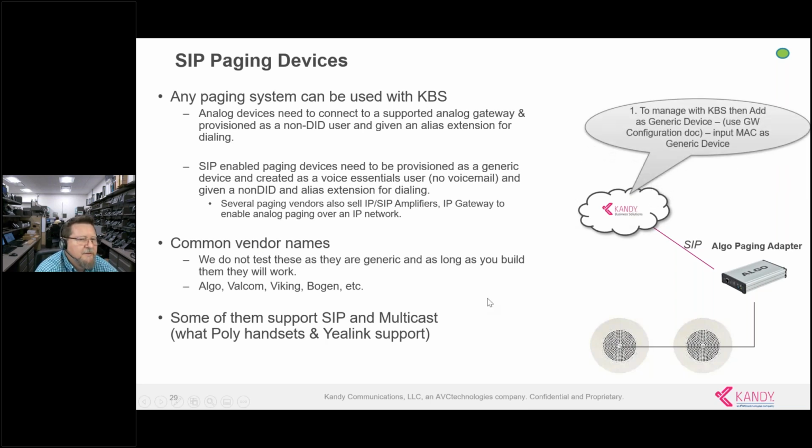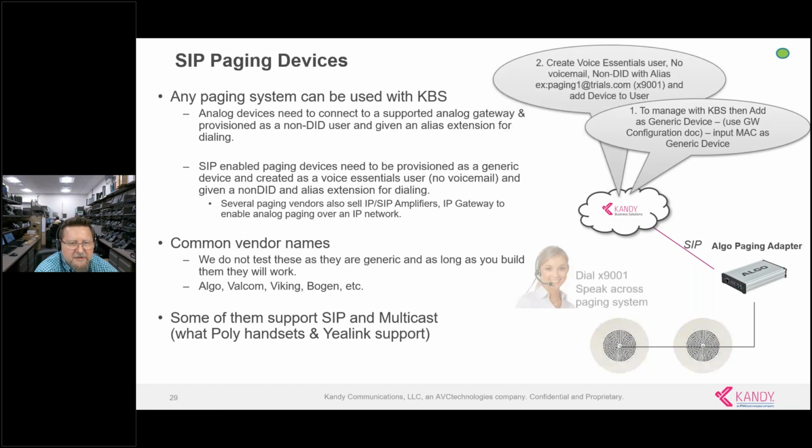Okay, go ahead. Yeah, so they can be added as a generic device within the system for configuration. You can use our gateway configuration doc to get the configuration for the particular paging device if it's been in there, and then our generic device configuration guide as to how to build it out within the system, and that could get you the automatic configuration for the SIP subscriber that's going to be associated. Okay.